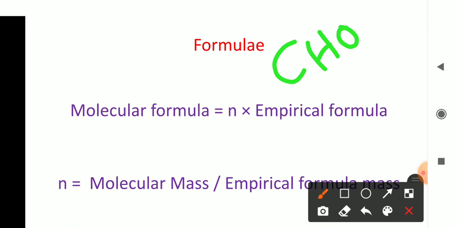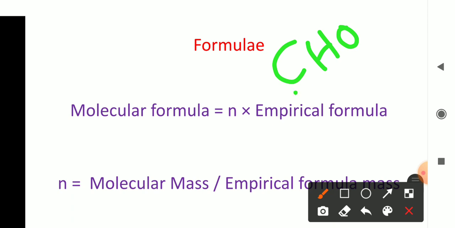Dear students, we know the atomic masses of certain elements. Can you remember the atomic mass of carbon? It is 12. What is the atomic mass of hydrogen? It is 1. And what is the atomic mass of oxygen? It is 16. So when we add the atomic masses of the atoms present in the empirical formula, you get the empirical formula mass.